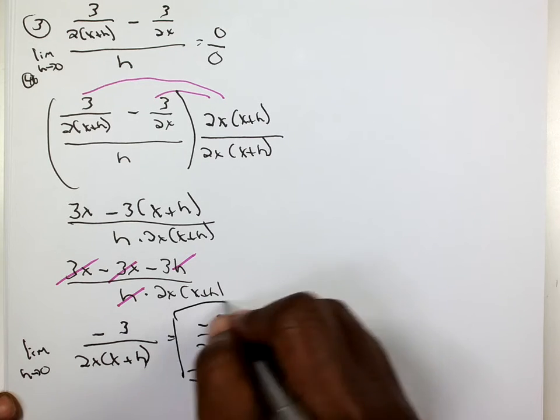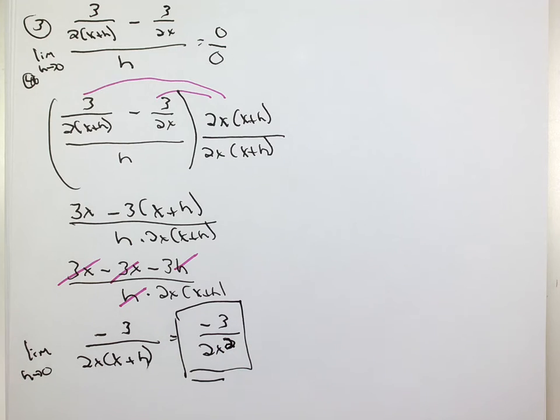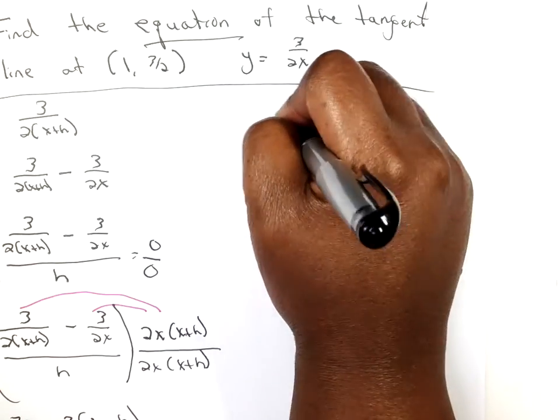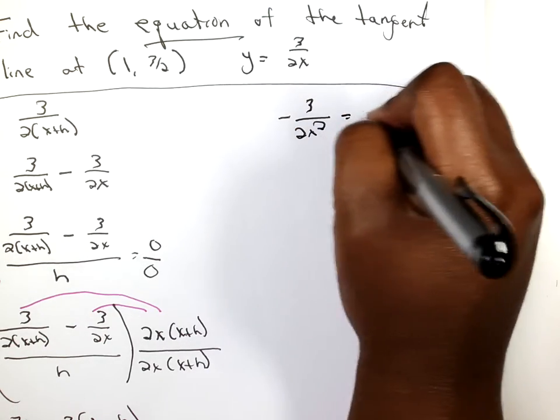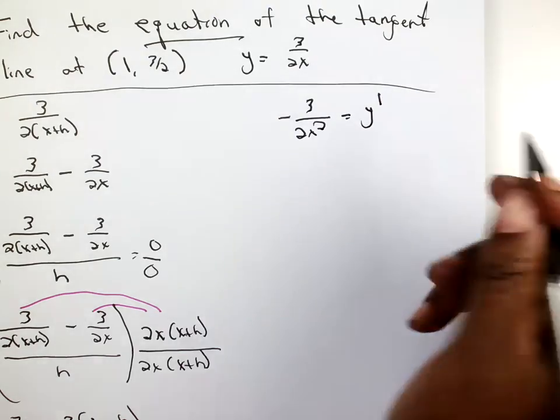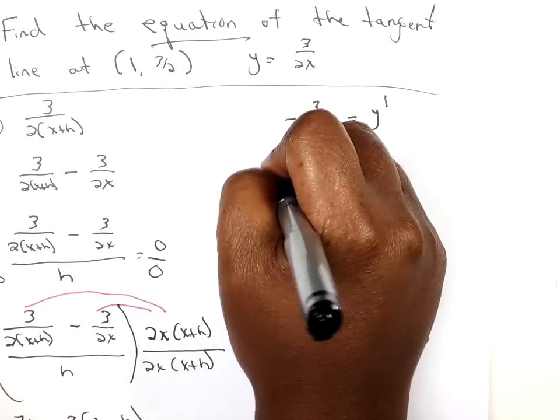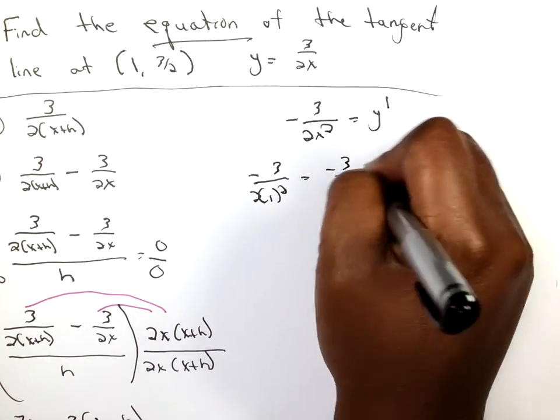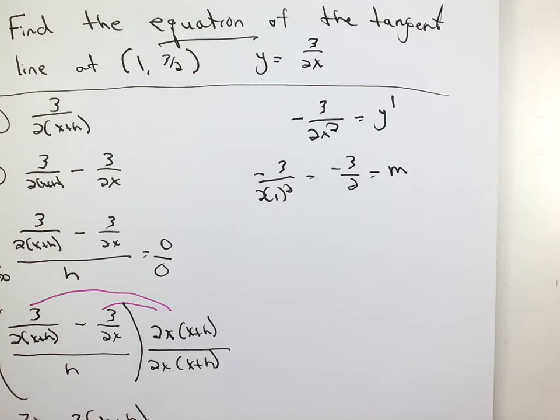So this is the derivative. That's the formula that I use to find the derivative at any particular point on the graph. So negative 3 over 2x squared is equal to my y prime. So I want to know the equation at the point (1, 3/2). So first I'm just going to plug in 1. And I get negative 3/2. So that's the slope at that point.